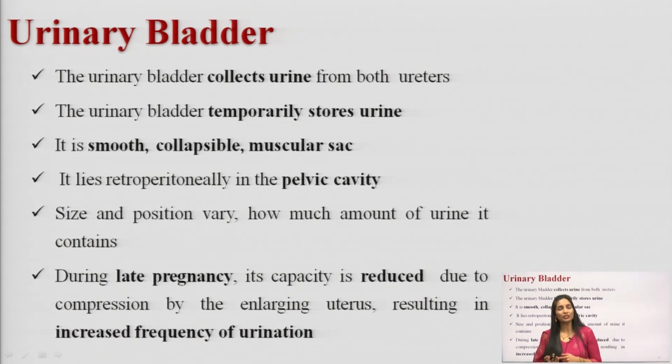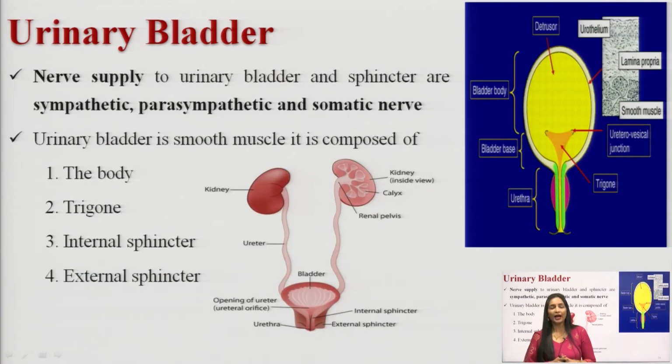The urinary bladder is smooth, collapsible, and a muscular sac. Look here, this is the urinary bladder, and you can see in diagrammatic form the nerves. What nerves supply the urinary bladder? The sympathetic nerve, parasympathetic nerve, and somatic nerve. These are the three most important nerves which serve the nerve supply to the urinary bladder.